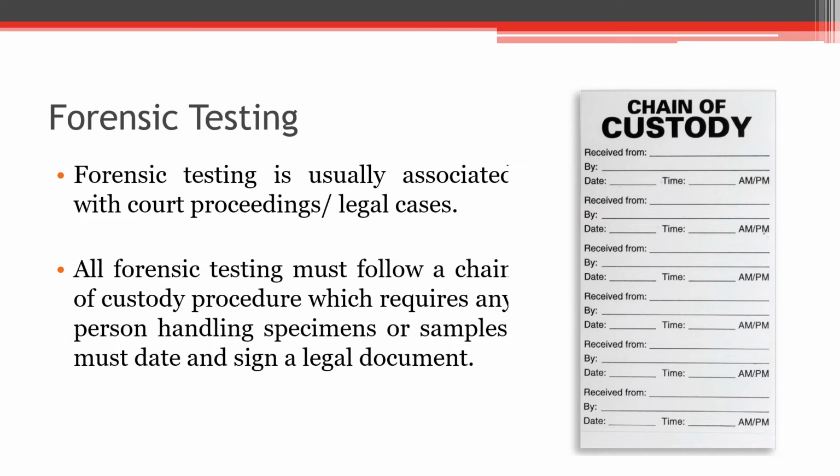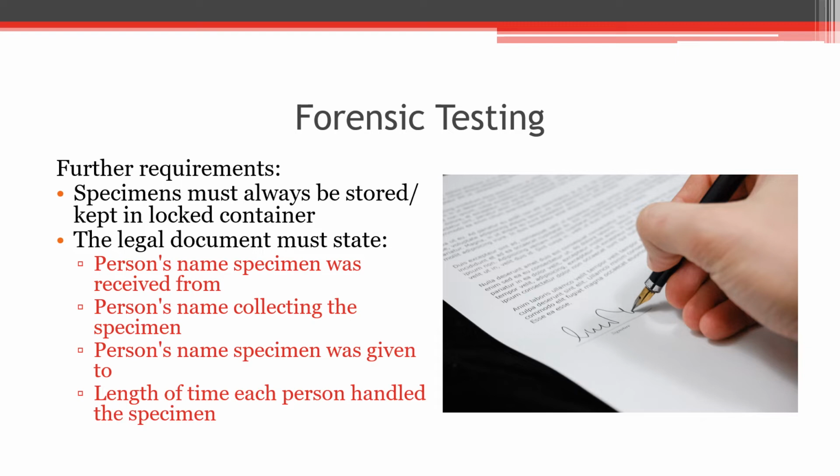All forensic testing must follow a chain of custody procedure, which requires any person handling specimens or samples to date and sign a legal document. Further requirements: specimens must always be stored or kept in a locked container. The legal document must state the person's name the specimen was received from, the person's name collecting the specimen, the person's name the specimen was given to, and the length of time each person handled the specimen.